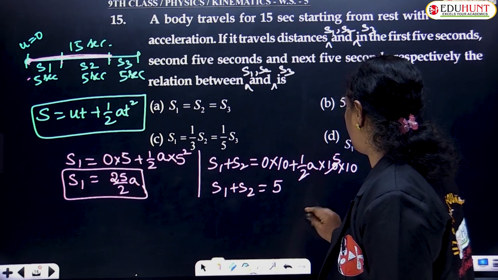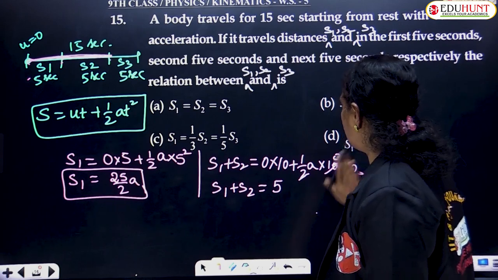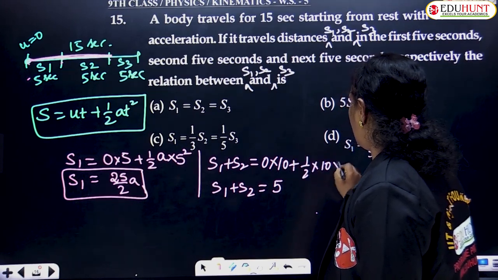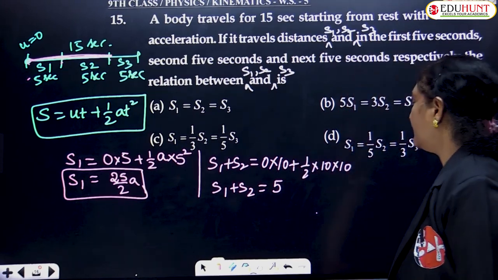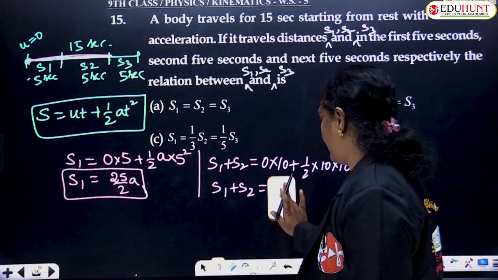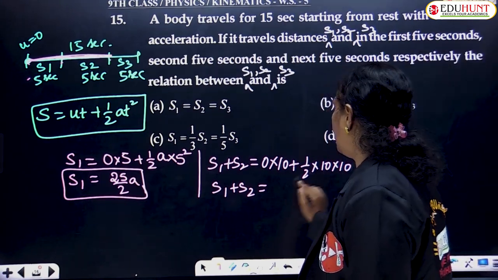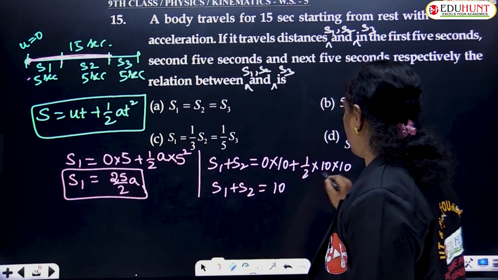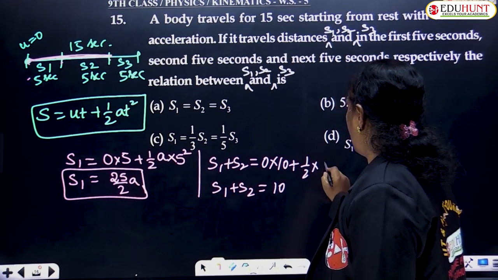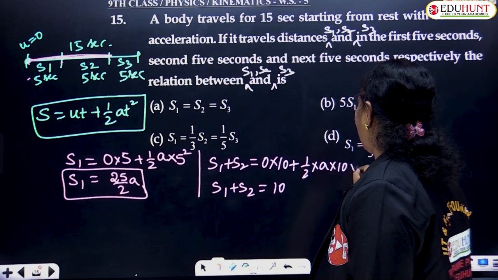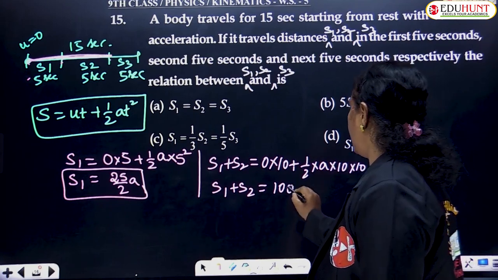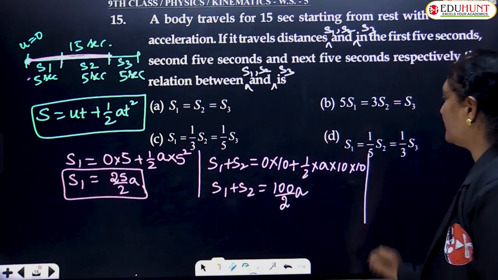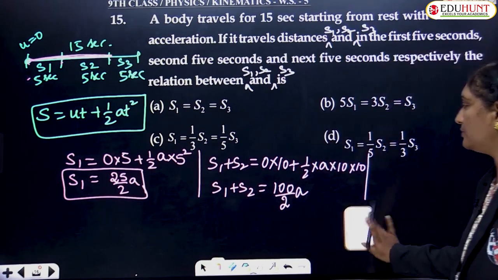Don't cancel it. Better keep it here. Half into 10 into 10. 10 into 10 is how much? Okay, you can solve, but this is an easier method. 10 into 10 is 100. Where is a? Half a t square. I forgot to write a. Half a t square, 100 by 2a. S1 plus S2 is found to be 100 by 2a.